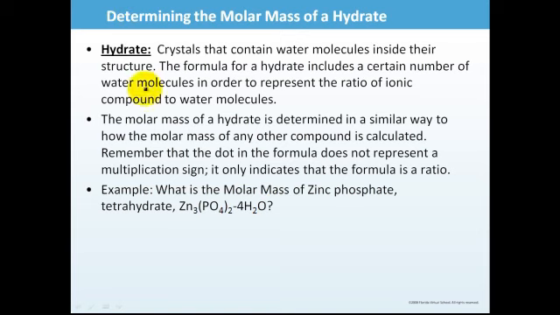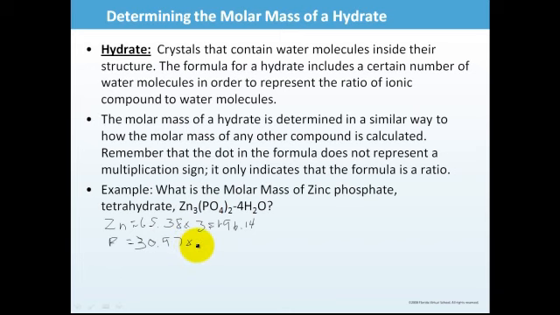We're starting with zinc. Again going to our periodic table, the mass of zinc is 65.38, and there are 3 of those. So that's going to give us 196.14. Okay, phosphorus, we did that one in the regular lesson. That was 30.97.